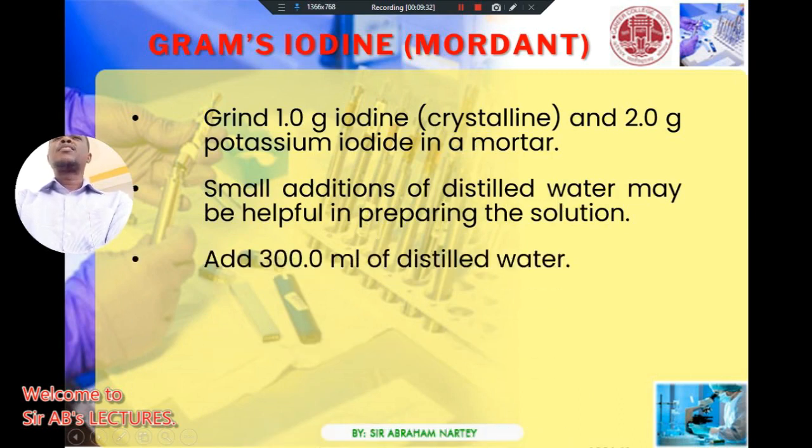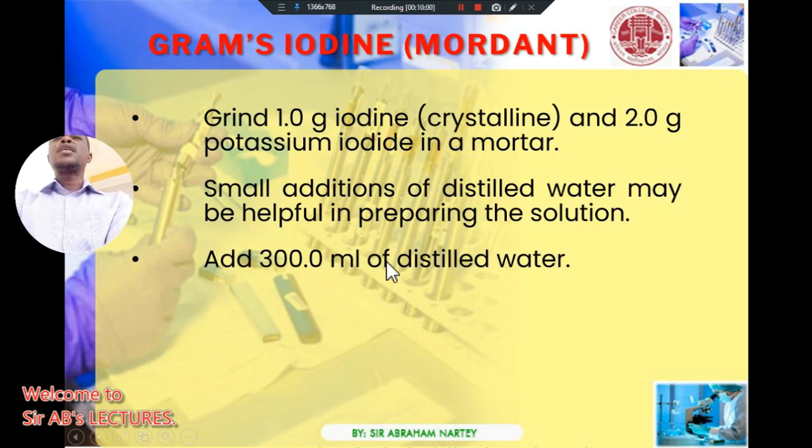Then, we are aiming at getting our whole solution to be 300 milliliters. At the end, the whole solution should be 300 milliliters. If we take these quantities, that is 1 gram of iodine and 2 grams of potassium iodide, we are expecting that at the end of the preparation, you are going to get 300 milliliters of the solution.